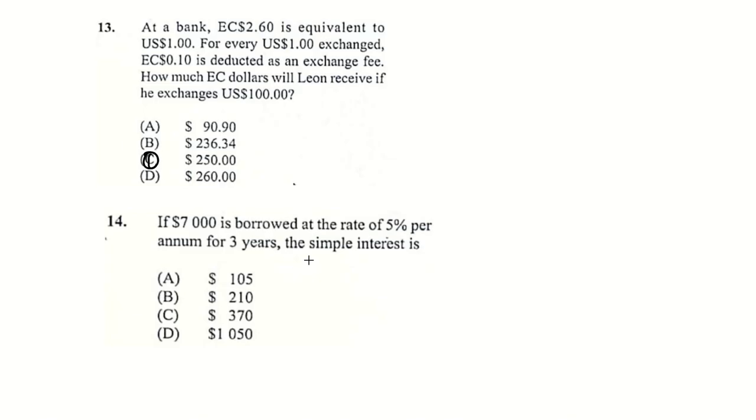If 7,000 is borrowed at a rate of 5% per annum for 3 years, the simple interest is 7,000 multiplied by 5 multiplied by 3 all over 100. Cross out that, cross out that. We did this question already. It was 35, yes, 7 5s are 35. You add a 0, multiplied by 3, is D.